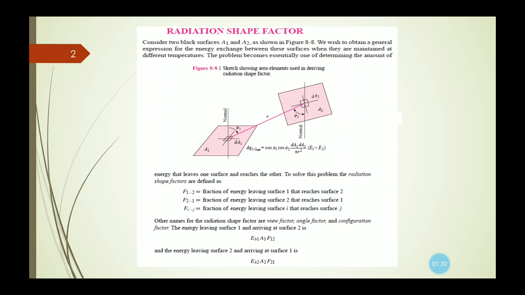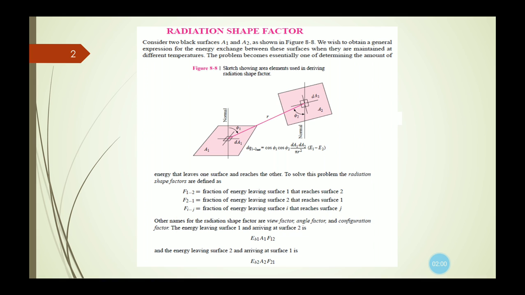So it is the fraction of radiative energy that is diffused from one surface and strikes the other surface directly with no intervening reflection. And this shape factor has a range, it is within 0 to 1. In this range the value of the shape factor should lie. So let us discuss the reciprocity theorem derivation related to the shape factor.